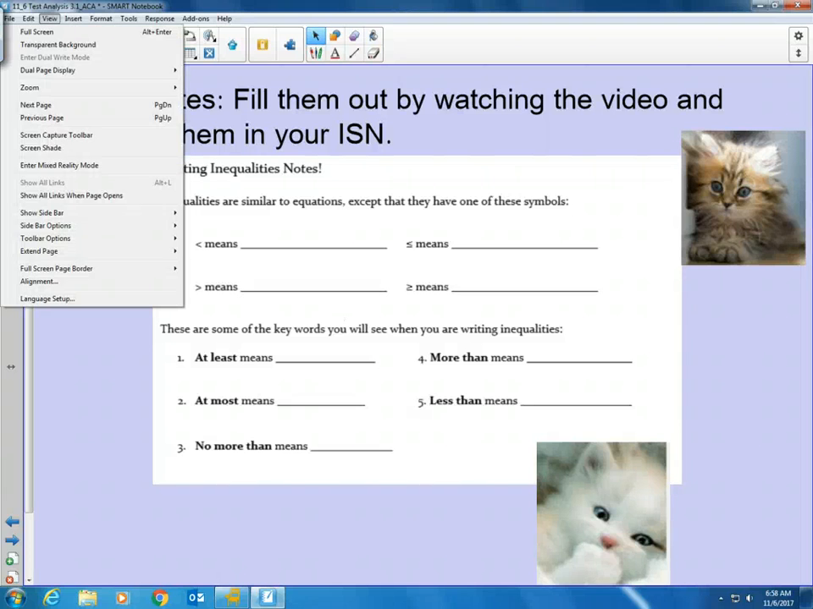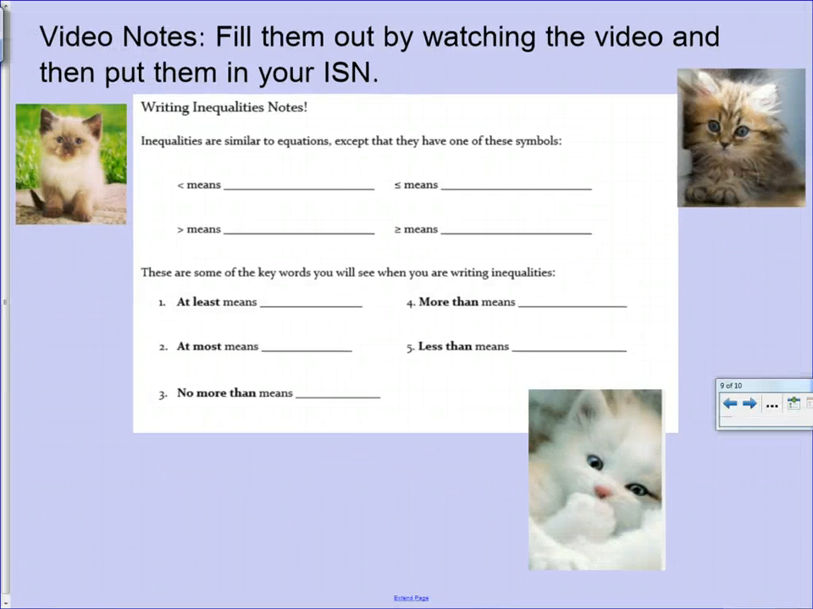Okay, good morning, class. Today we are working on writing inequalities. So we just finished up our unit on writing equations. Now we are moving on to writing inequalities. So these notes are going to go in your ISN. We're not filling them out.